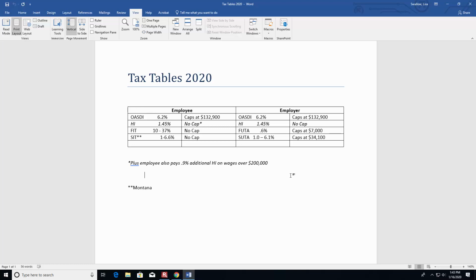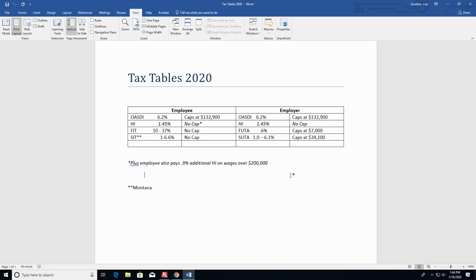The other 2 taxes that employees pay are FIT and SIT, federal income tax and state income tax. And here's the rates. Federal income tax, our lowest bracket's 10, our highest bracket's 37, and there's 6 brackets. SIT in Montana, lowest bracket's 1%, highest bracket's 6.6. It's based on the state. Some states don't have it at all. Those 4 taxes are going to come out of your check.